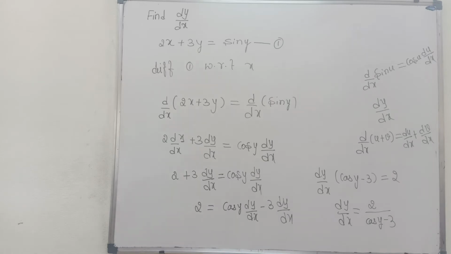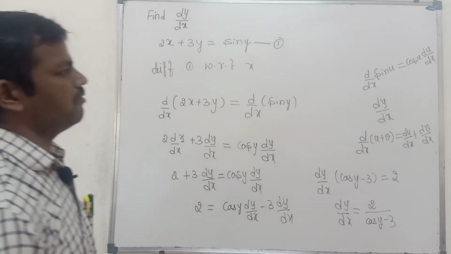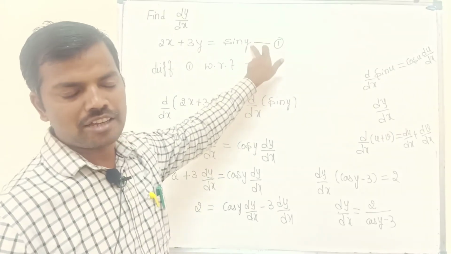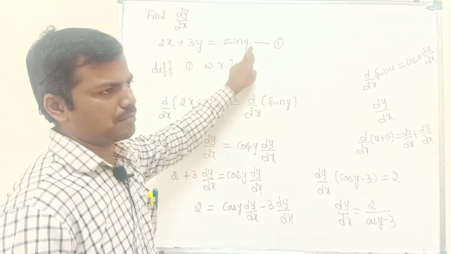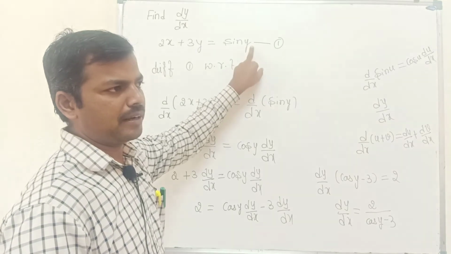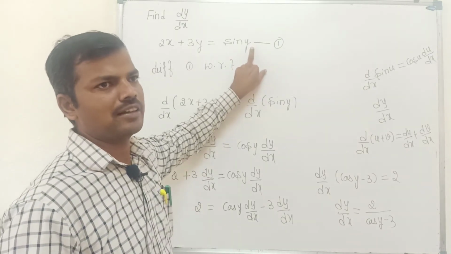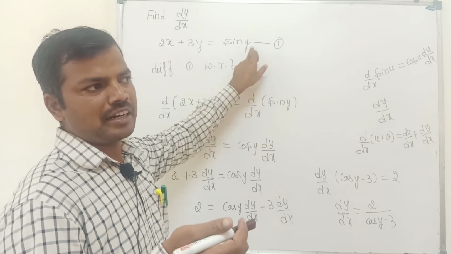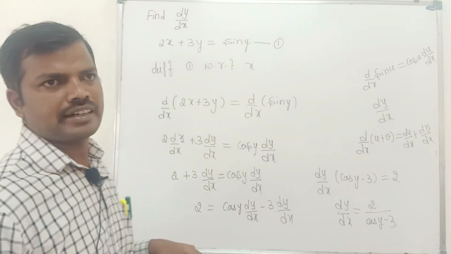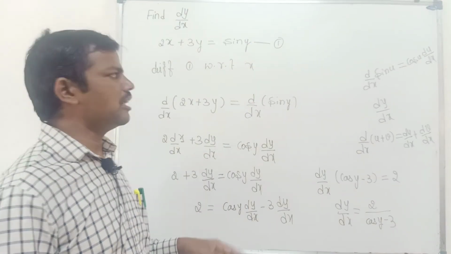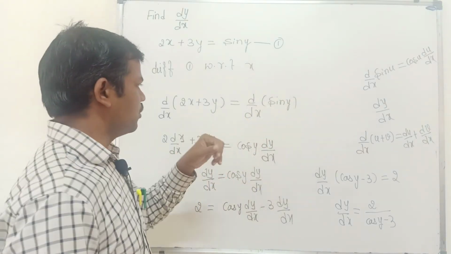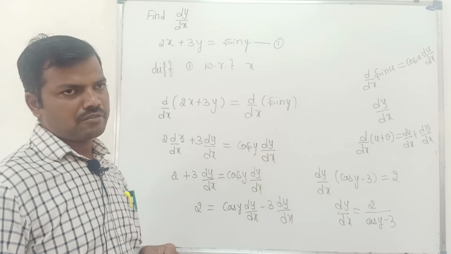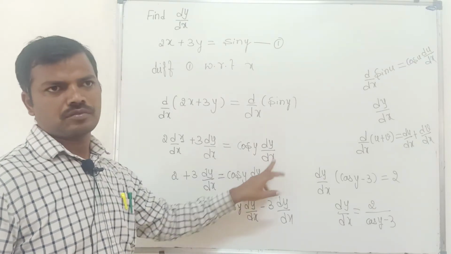So whenever we get a dependent variable, once again we have to differentiate that variable. We need to check whether it is dependent or independent. If it is independent, we get the direct derivative. If it is a dependent variable, we have to differentiate it once again. y is a dependent variable on x.